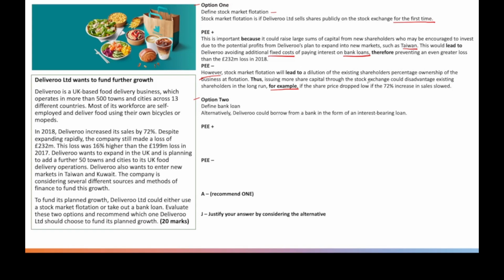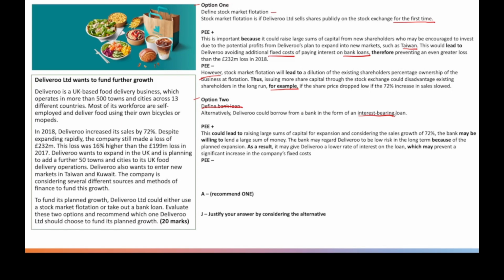Option 2, we will define the bank loan. Again, we wouldn't write this in our answer. It's just so you understand the structure. Alternatively, Deliveroo could borrow from a bank in the form of an interest-bearing loan. Okay, so not just a loan from a bank. Interest-bearing sort of gives us our argument, doesn't it?